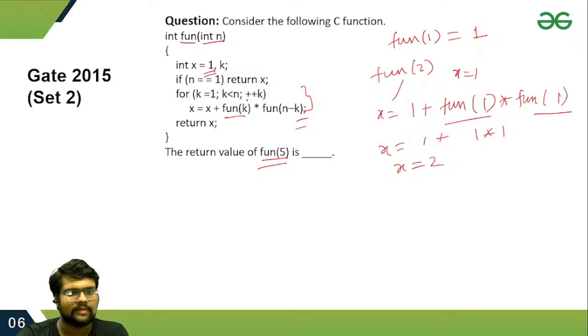And when we go to the loop again, k will be 2 now, and 2 is not less than or equal to n, because n is 2. So 2 is not less than 2. So here we will stop, and the value of x is 2, and the value of x is returned here. Hence fun of 2 value will be 2.